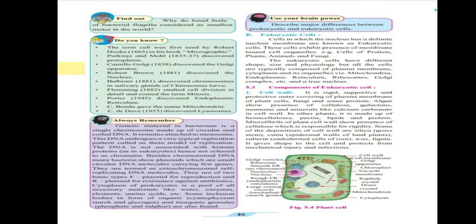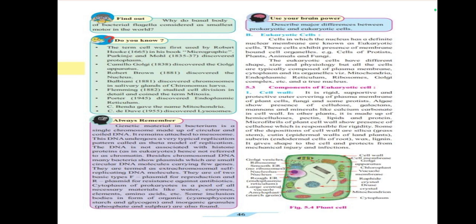Eukaryotic cell. Cells in which the nucleus has a definite nuclear membrane are known as eukaryotic cells. These cells exhibit presence of membrane-bound cell organelles. Example: cells of protists, plants, animals, and fungi. The eukaryotic cells have different shapes, size, and physiology, but all the cells are typically composed of plasma membrane, cytoplasm and its organelles, viz. mitochondria, endoplasmic reticulum, ribosomes, Golgi complex, etc., and a true nucleus.